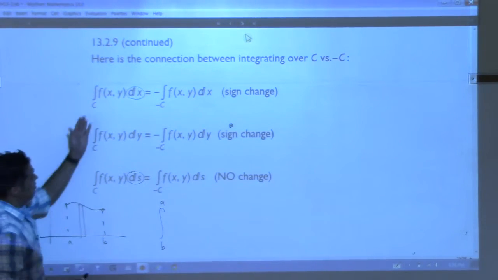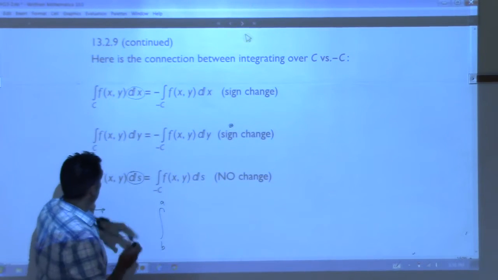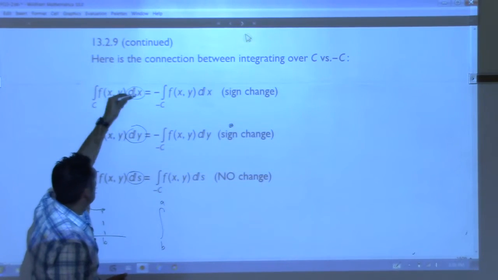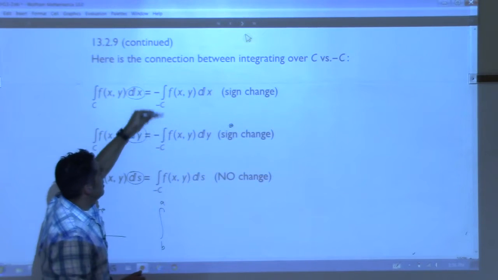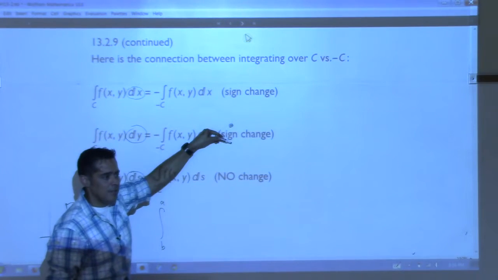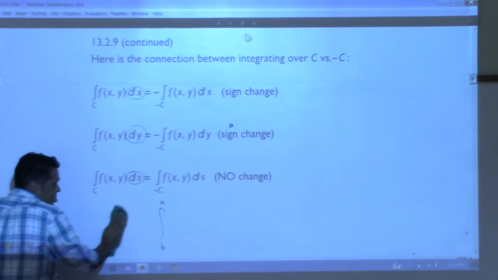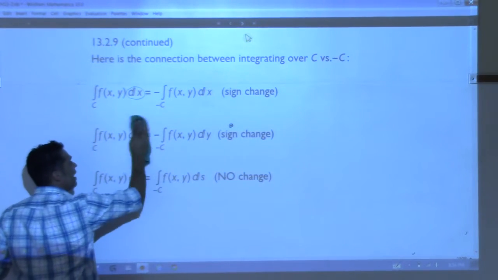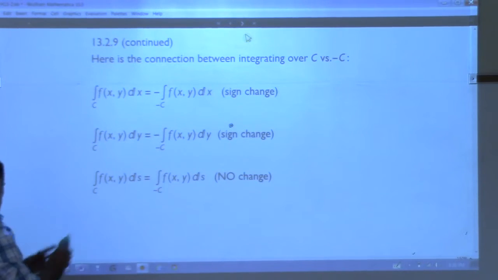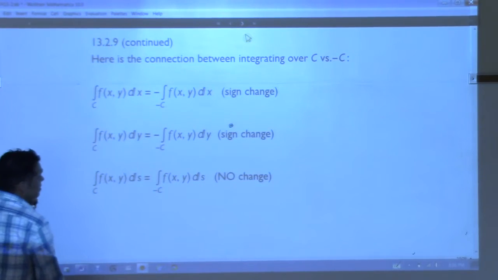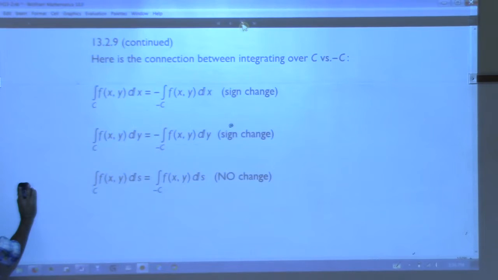The same thing happens with line integrals. When you do it with respect to x or y, changing the direction of the path changes the sign of the answer. But if it's with respect to arc length, we have no worries about changing the direction, all right? So that's just a result we should be familiar with as we move ahead. There will be a couple of problems later on where we change directions and we need to know what happens.